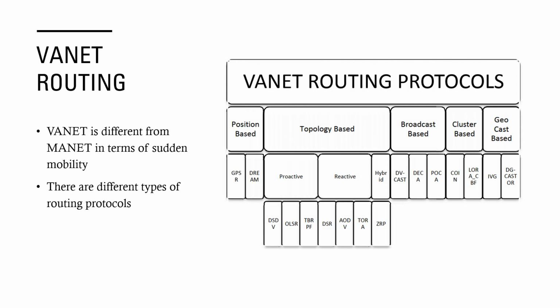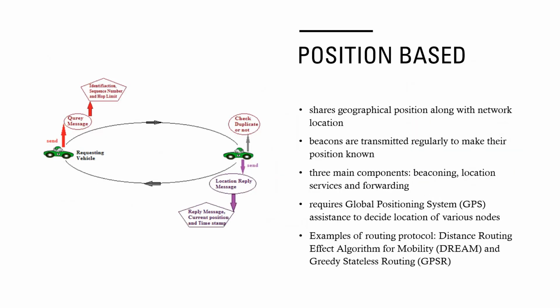So there are different kinds of routing protocols for VANETs, and they can be categorized broadly into 5. As you can see here: position based, topology based, broadcast based, cluster based, and geocast based, okay. And they can also be classified into different categories. For example, topology based can be classified into proactive, reactive, and hybrid, and the others are examples of the routing protocols. So let's see each category one by one. The first one is position based, okay.